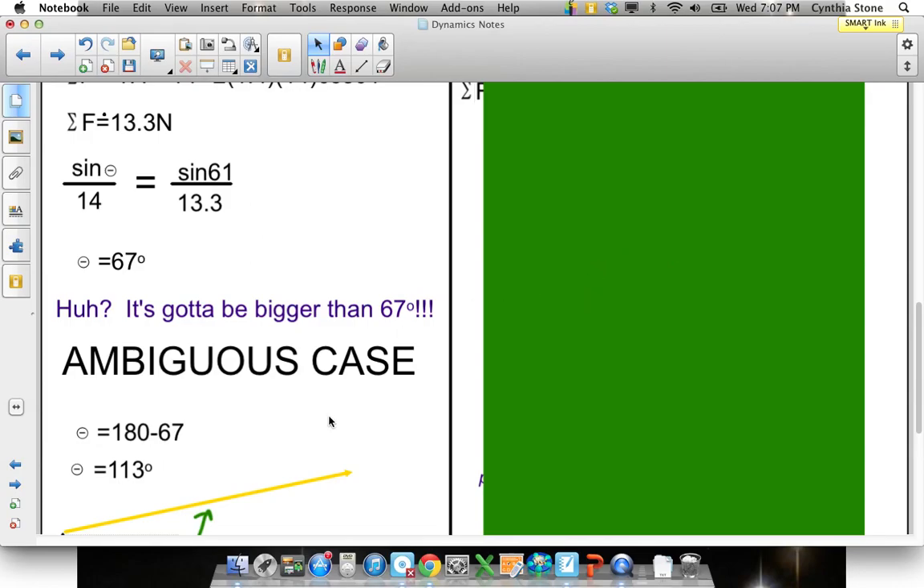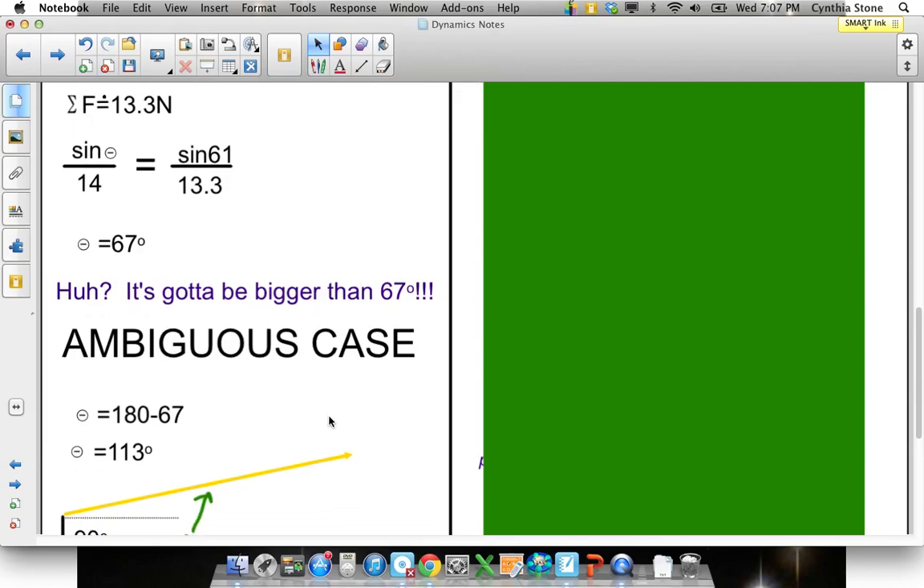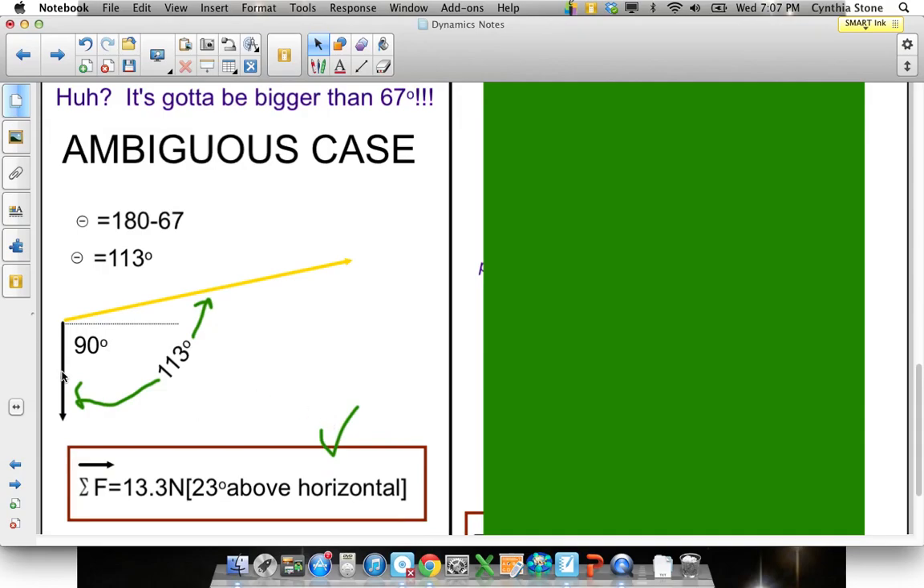Okay? Anyway, so you end up, we're going to say the angle is 113. If I redrew that, blown up a bit, here's our 113 degree angle. If this part's 90, my net force is this little bit right here. It's 23 degrees, right? That would be 23 from here to here. So it's 23 degrees above horizontal. Okay? And that's the solution using cosine law.